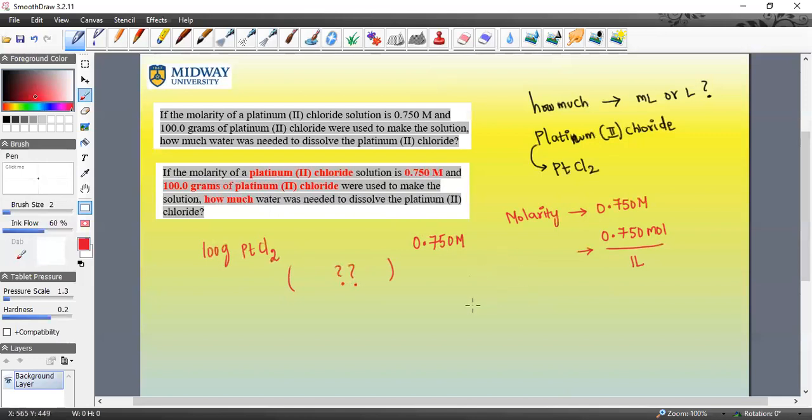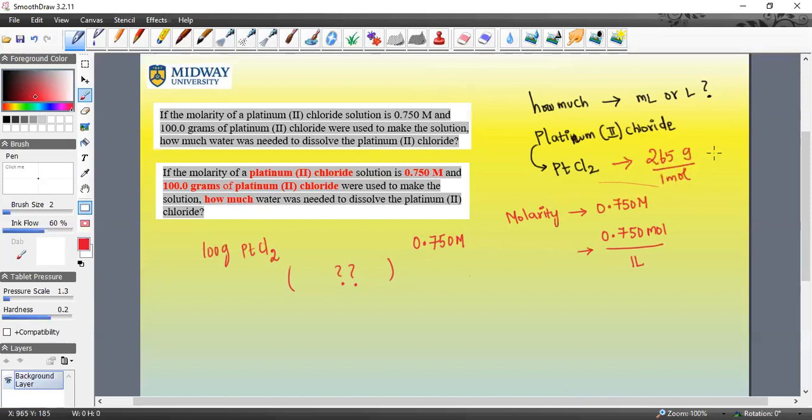Good. Now, as I said, first, whenever you're given grams, go get the molar mass of this platinum chloride. I believe platinum is 195, and then the 2 chlorines is roughly about 70. So 195 plus 70 is 265. So the molar mass of this compound right here is 265 grams over 1 mole.